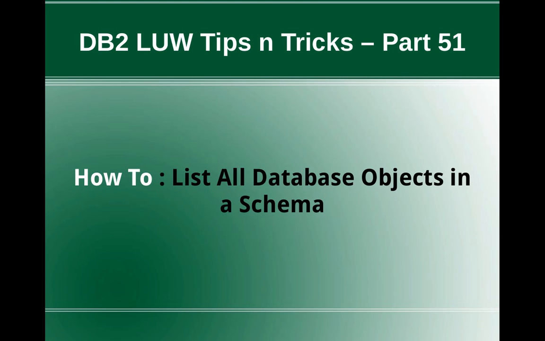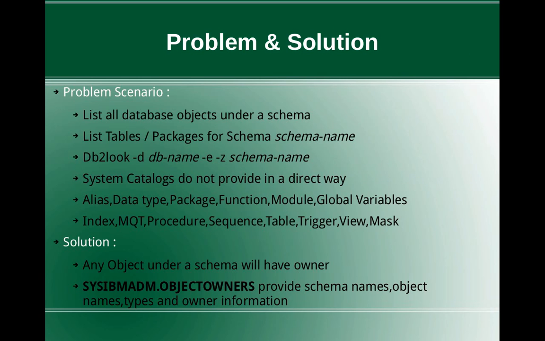In this video tutorial, I'm going to talk about how to list all database objects in a schema. This slide talks about the problem and the solution. The problem scenario is we want to list all database objects under a schema. There are existing commands available like list tables or list packages for schema name. You can use this command to get all the tables and package objects.